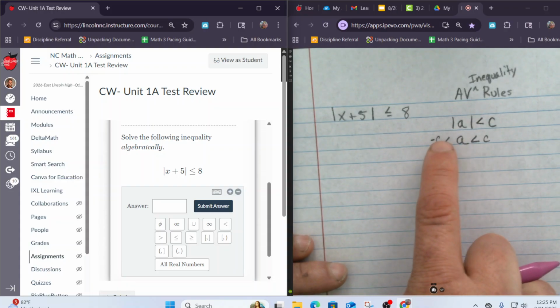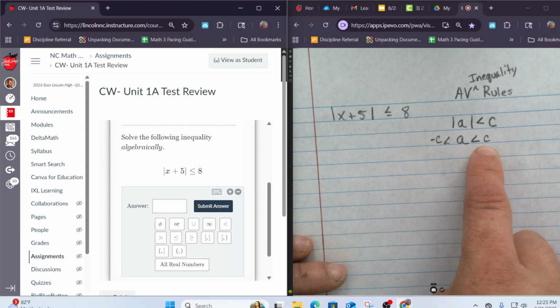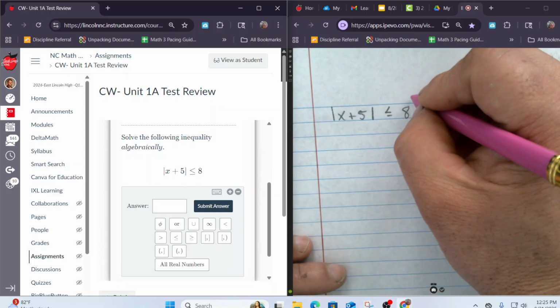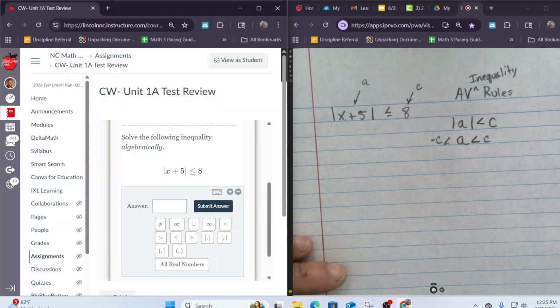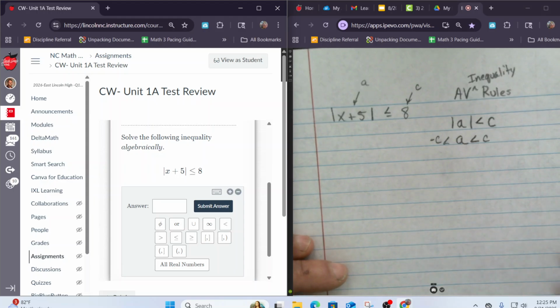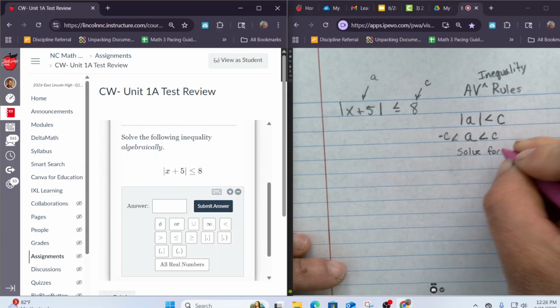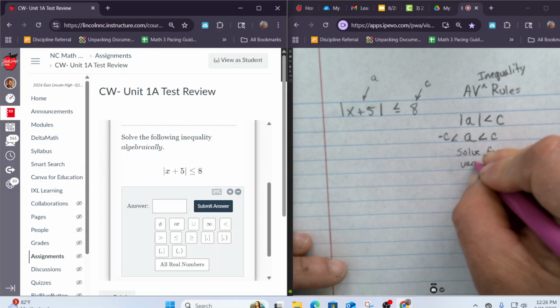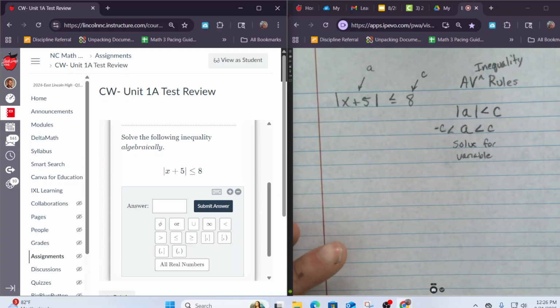Compound inequality. You put the negative C on the left, the positive C on the right, and in this case, of course, that's my C, and inside here's my A, right? A is just what's inside there, and then just solve. All right. So there's your less than rule, right?